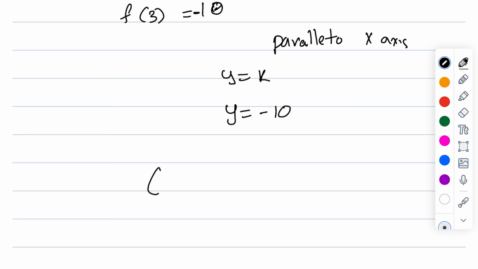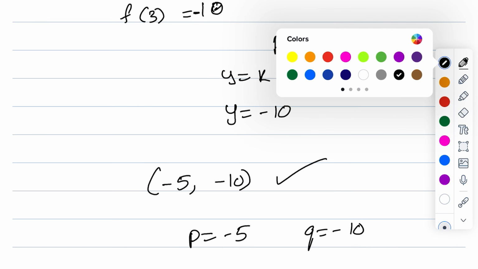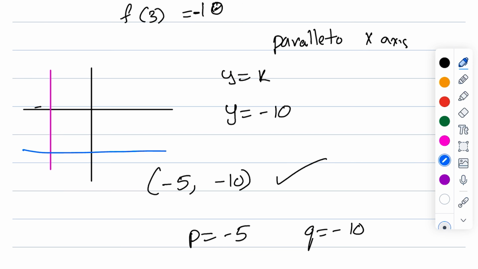Now both meet. Minus 5 and minus 10 will be the point of intersection. P is minus 5 and Q is minus 10. You can clearly see that. This is the graph. x equals negative 5 and y equals negative 10. So where do they meet? They meet at negative 5 comma negative 10.